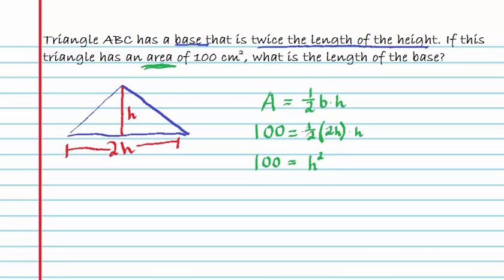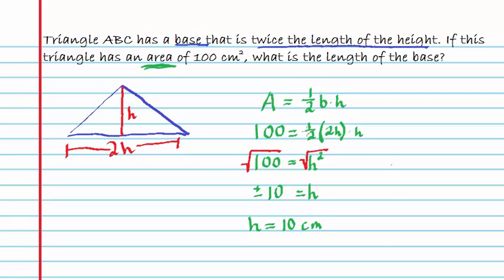And then my final step, to get h completely by itself, I have to do the opposite of squaring something, which is to take the square root. So I have to take the square root of both sides. Then I get that h equals, and the square root of 100 is 10, and more specifically, it's positive or negative 10. But in the context of this problem, it doesn't make sense to have a negative height. So 10 is the only number that makes sense in the context. So the height of my triangle is 10 centimeters.